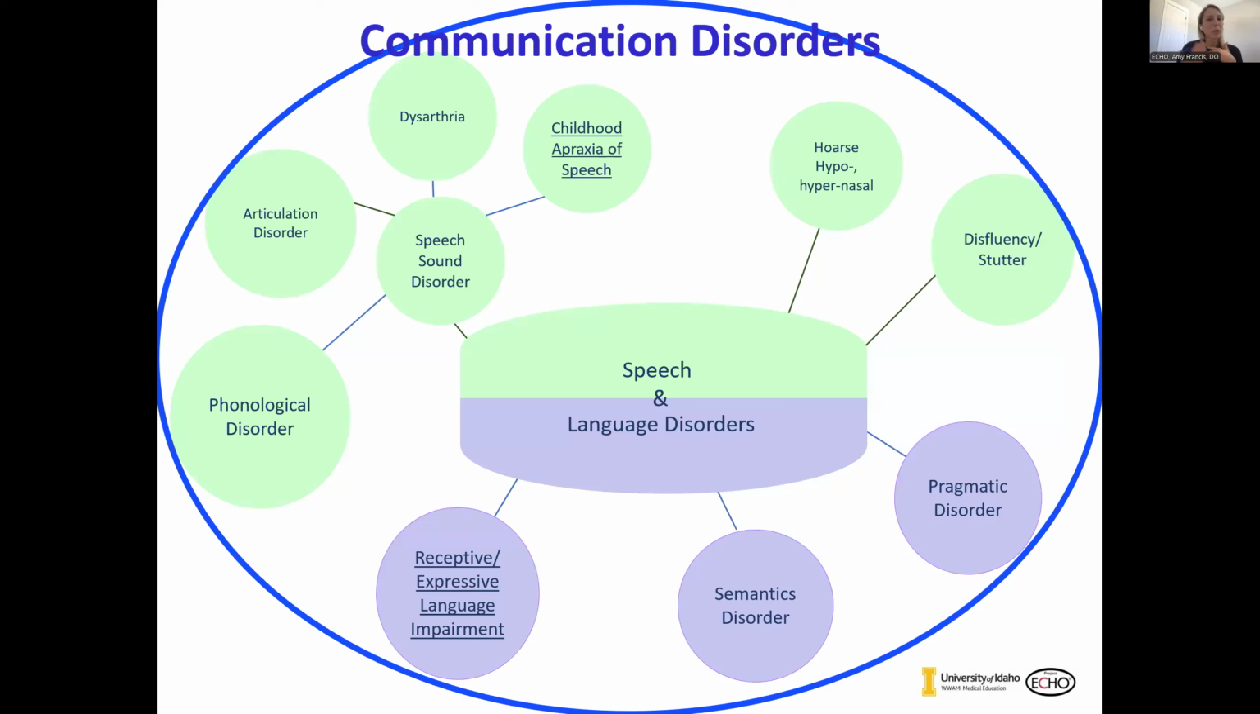So, communication disorders. When I look at communication disorders, I like to look at them in two different categories, speech disorders and then language disorders. So speech disorders are divided up into speech sound disorders. That includes phonological disorders, articulation disorder, dysarthria, and childhood apraxia of speech, which I'm going to talk about, hoarseness, hypo or hypernasal speech disorders, and then disfluency or stuttering. And then we have our language disorders: pragmatic disorders, semantic disorders, and what we'll focus on today, because these are going to be the bulk of what you will be seeing in clinic, receptive expressive language impairment. Next slide.